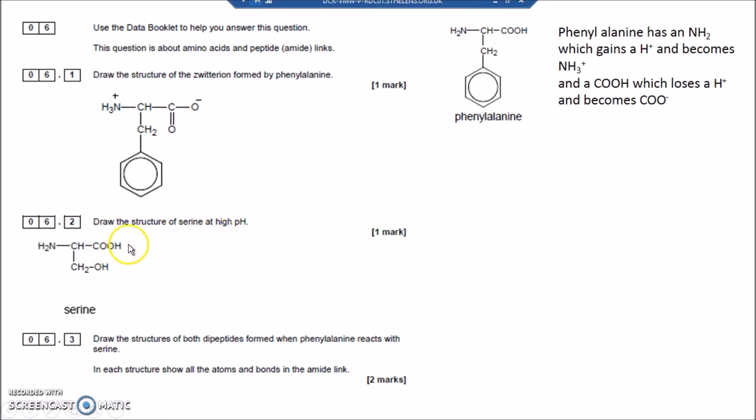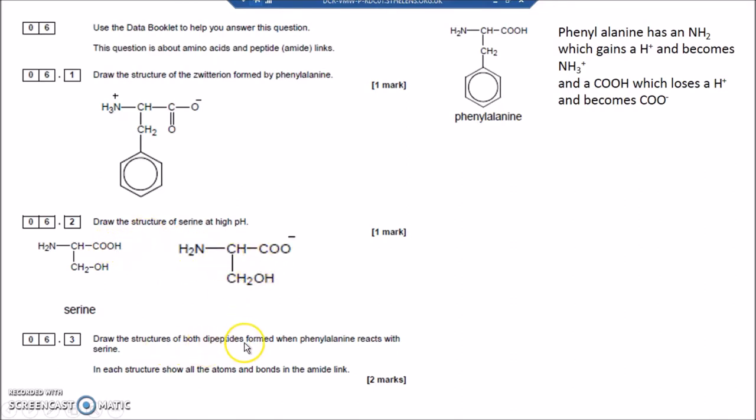Well, let's have a look what serine is. Serine is this. Now, low pH is acid. So acids would add or donate H pluses, and they go on this end, on this NH2, and make NH3 plus. But at high pH, that's base or alkali. Now, base or alkali accept H pluses. So a base, high pH, is going to accept H pluses, it's going to take H pluses off this, and it's going to take an H plus off here, and it's going to form COO minus instead of COOH.